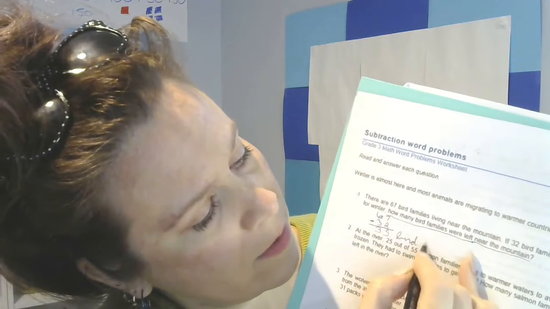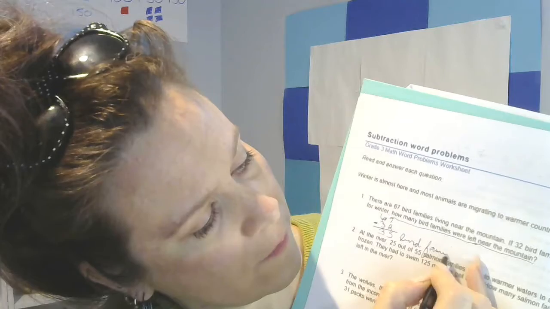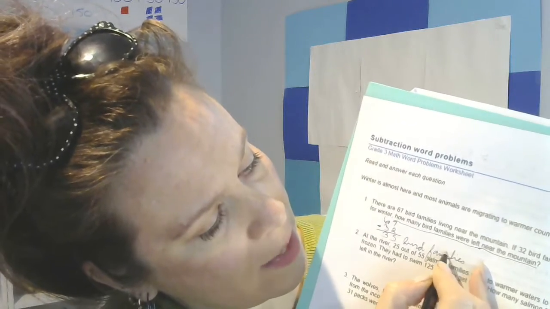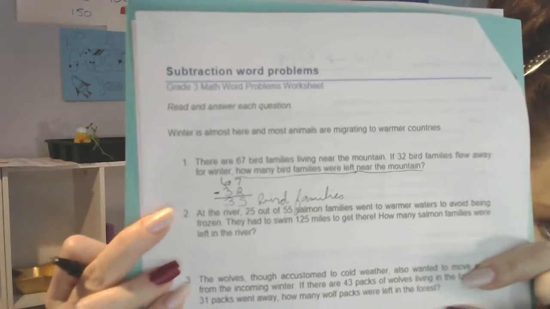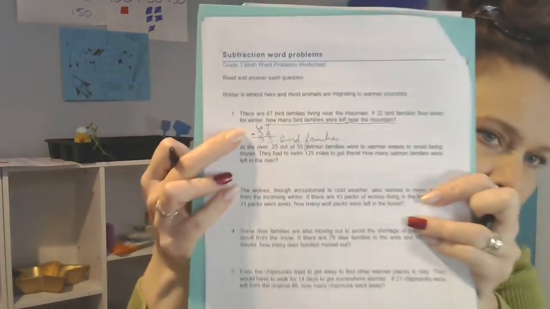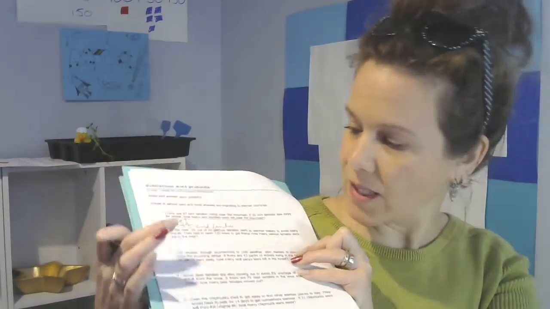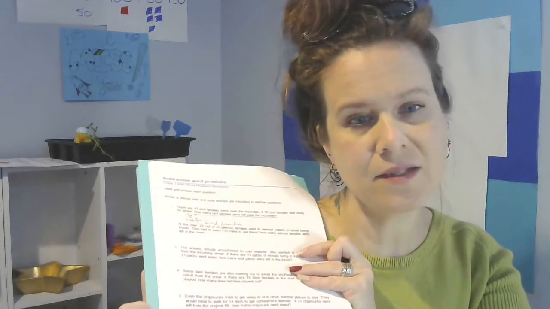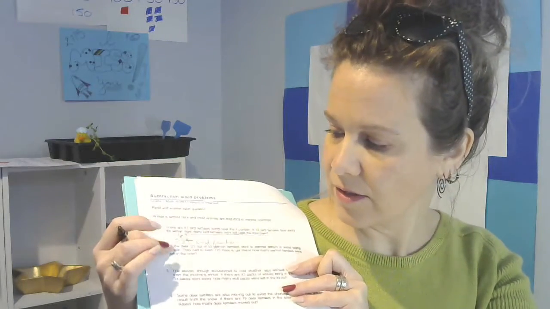bird families. I am using my best handwriting for writing backwards and upside down. 35 bird families. Okay, so again, just read carefully. It is possible always that there's extra information or unnecessary information, so make sure you're reading really carefully and answer the remaining 4 questions.